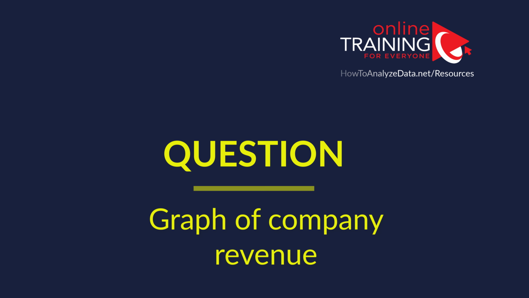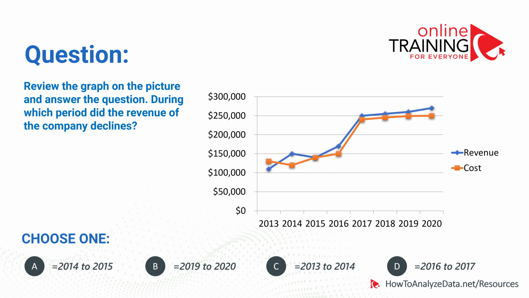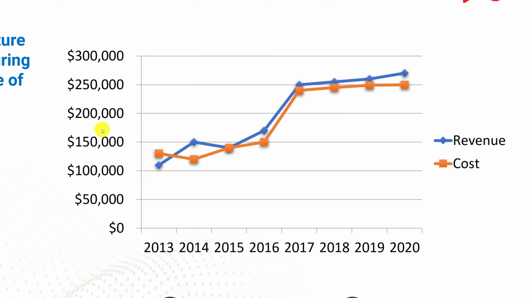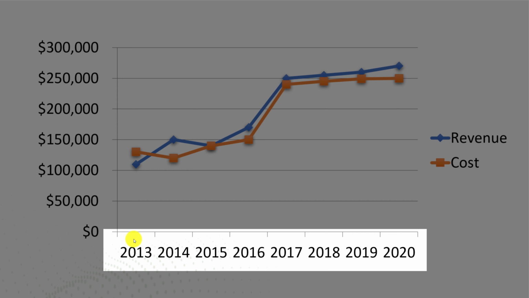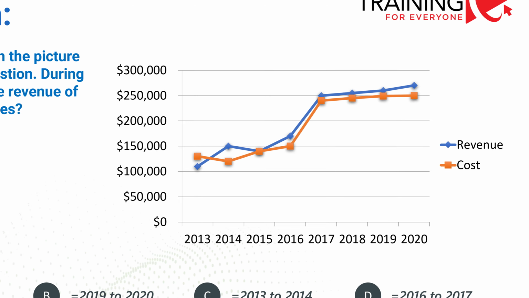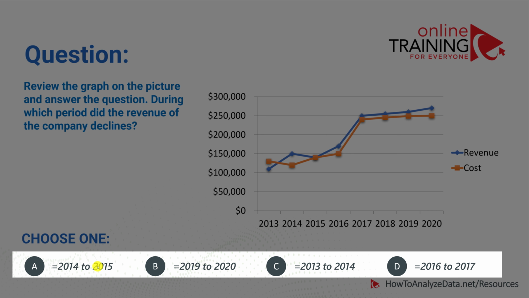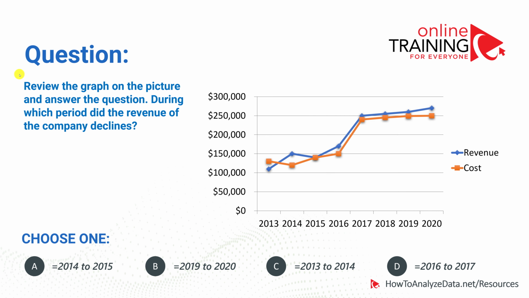Let's look at the question which tests your knowledge of logical reasoning and how well you can apply this knowledge to charts and graphs. Review the graph in the picture and answer the question: during which period did the revenue of the company decline? There is a picture with 2 lines, one blue line that shows revenue, and an orange line which shows the cost. The period is from 2013 to 2020, and you have 4 choices to select from: 2014 to 2015, 2019 to 2020, 2013 to 2014, and 2016 to 2017. Which one do you think is right?